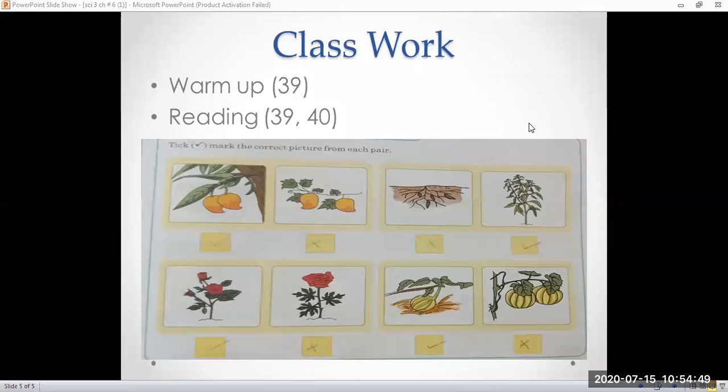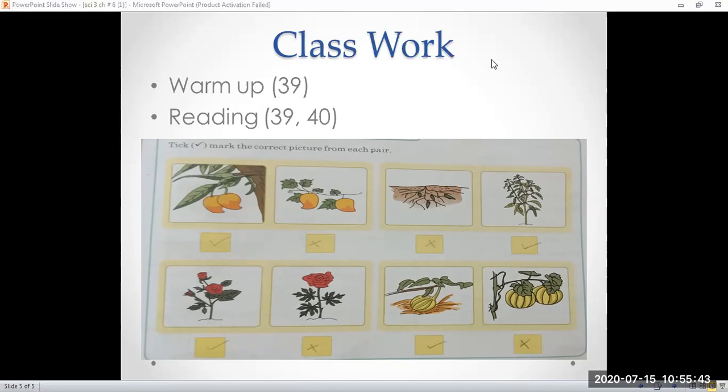Look at the different parts of a plant. A plant has two main parts, the root and the shoot. The part of the plant which grows under the ground is called the root. The part of the plant which grows above the ground is called the shoot. The shoot has stems, branches, leaves, buds, flowers, and fruits.